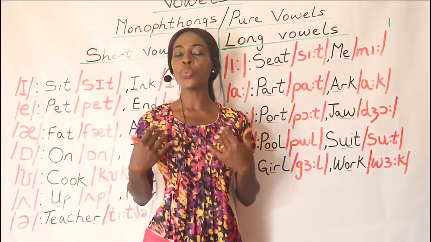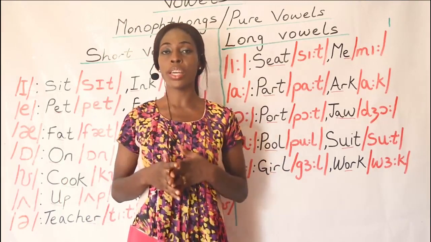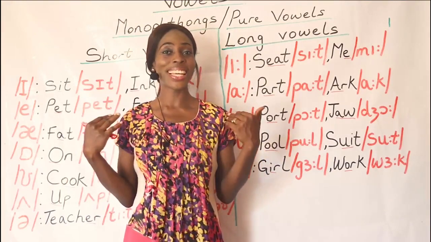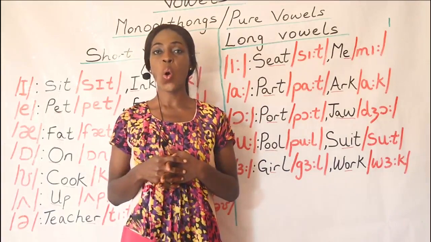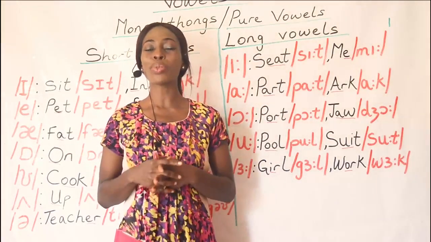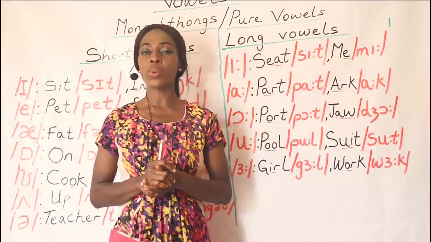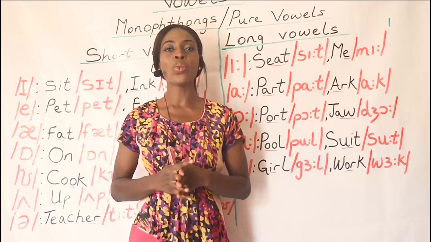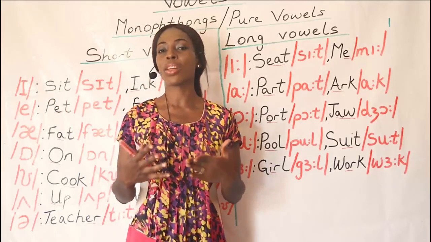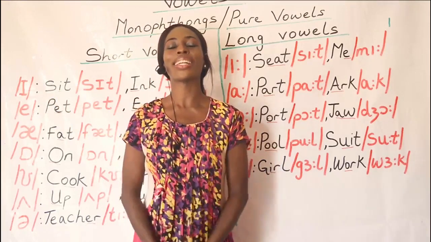Don't forget, when you're producing vowel sounds, you must be conscious of the shape of your lips. It could be spread, neutral, or rounded. Once you get the shape of your lips right, then you produce the vowel sounds right. Now this lesson is on monophthong. So our next lesson will talk about diphthong. So stay tuned and watch out for that lesson.